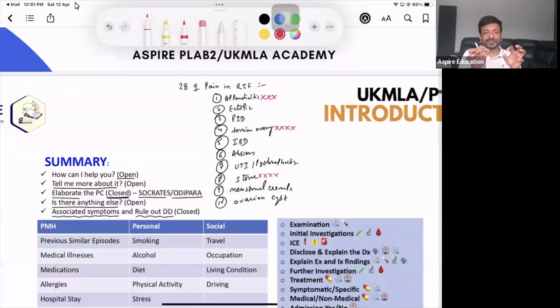Now, once you are done with the elaboration of the presenting complaint, what should be your next question? Your next question is, is there anything else? And my answer may be, doctor, I've been having fever as well. Okay, fever, and I've been taking paracetamol, so that's quite helpful. Anything else? No, doctor, that's it. So if I say fever, it's going more towards the infection side, isn't it? So what other question do you think we should ask?